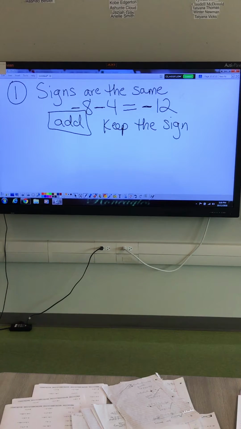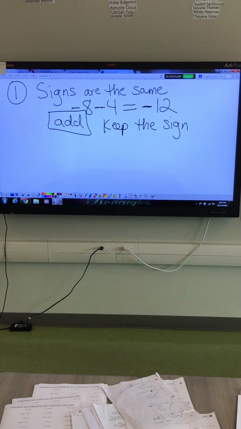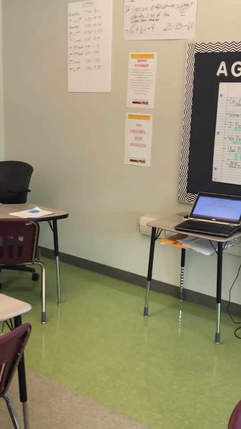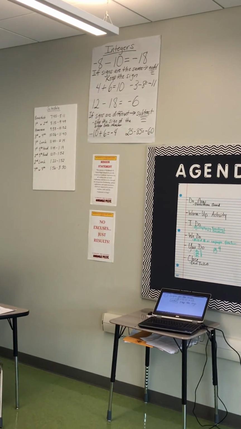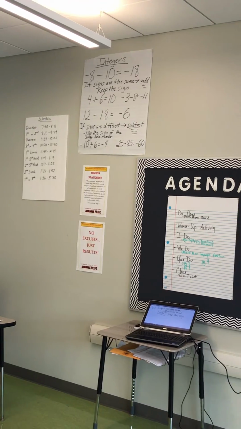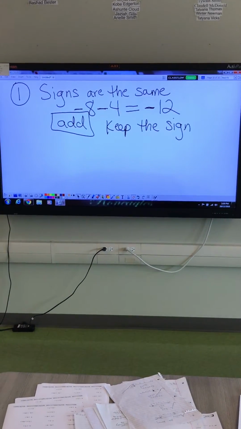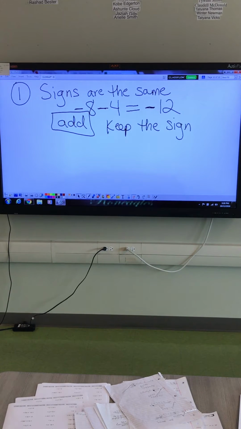All right, if you ever forget that, look up here on top. I have a poster on integers. Right there. So if you ever forget it, look right there. It's going to be there. All right, our second rule. This should be on your paper. This is going to be committed to memory before you leave here. Number 1. Rule 2.